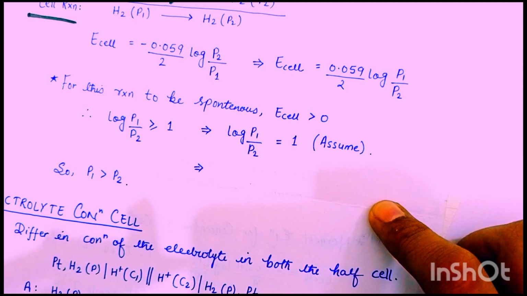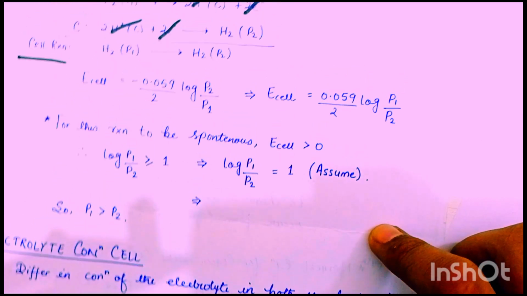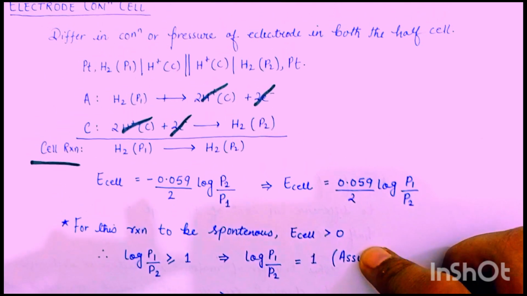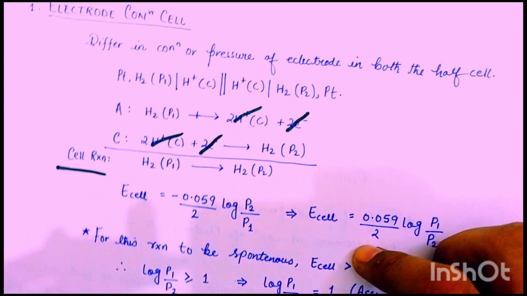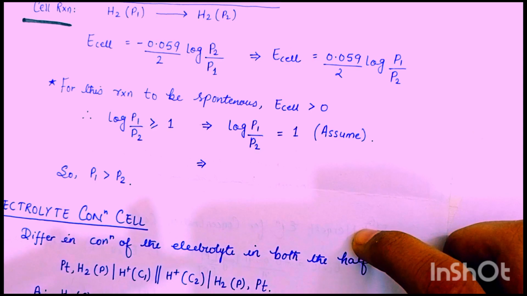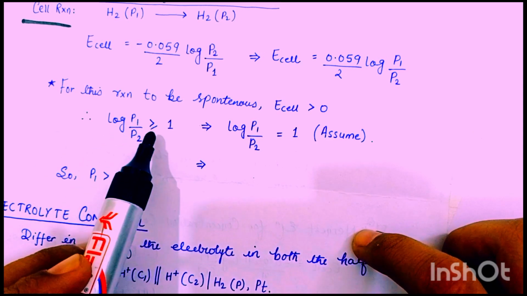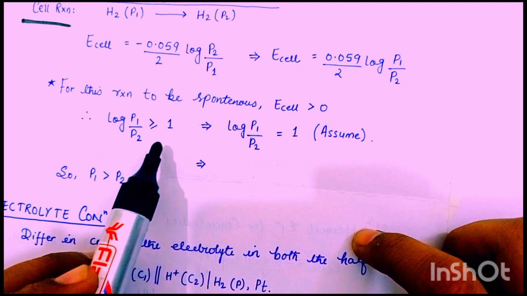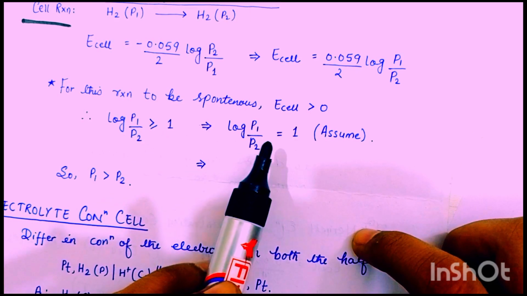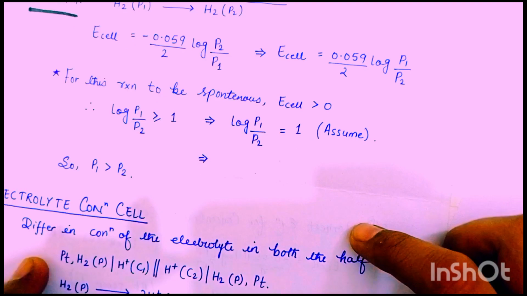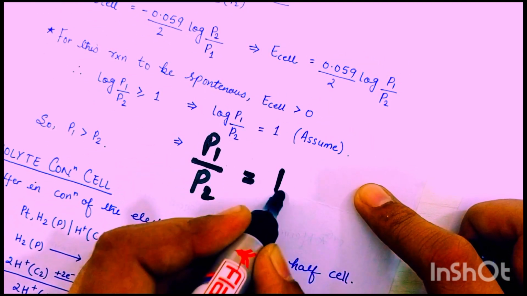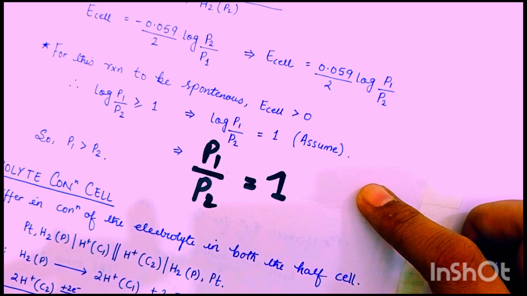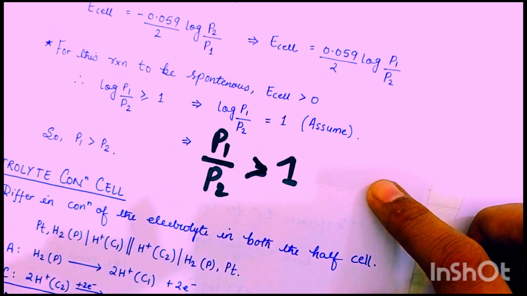For this reaction to be spontaneous, a very important point, we want the electrode concentration cell to continue to work. It will work continuously if the reaction undergoes in a spontaneous way. So for the reaction to be spontaneous, the log P1 upon P2 should be greater than or equal to 1. P1 upon P2 should be greater than or equal to 1. Or we can better say it is greater than 1.